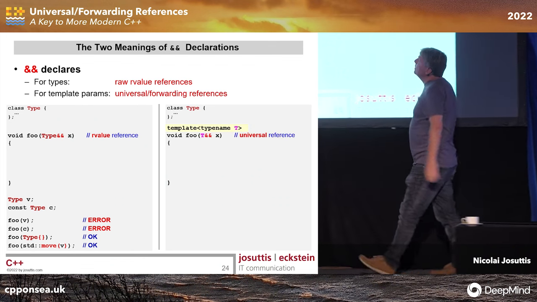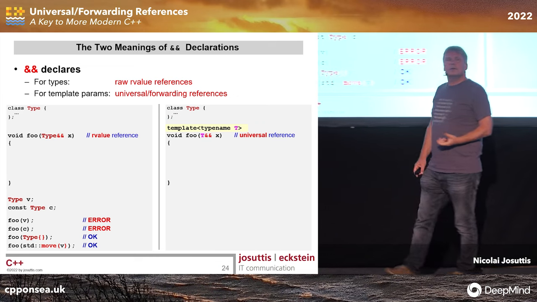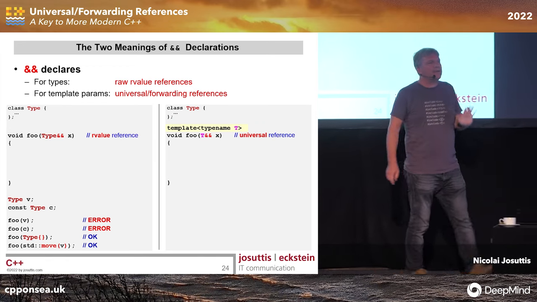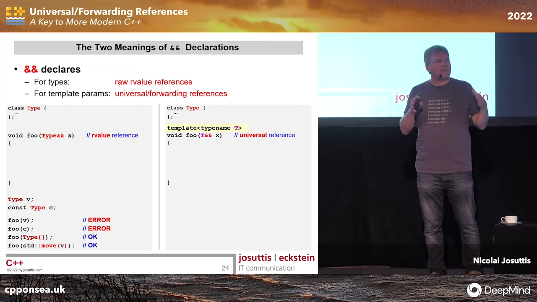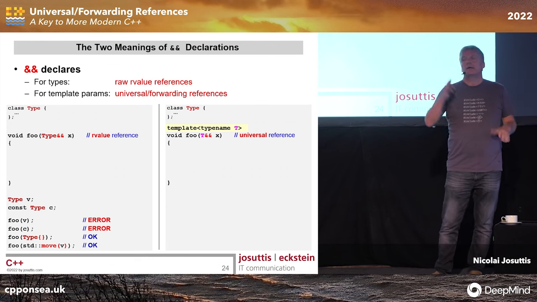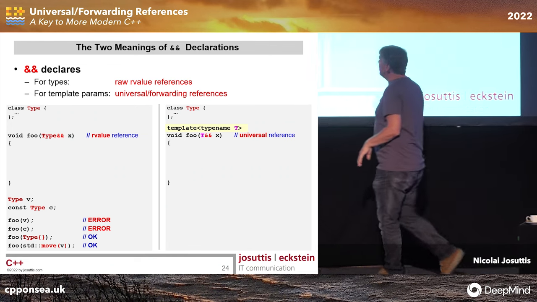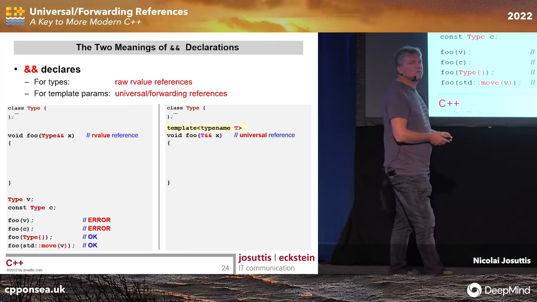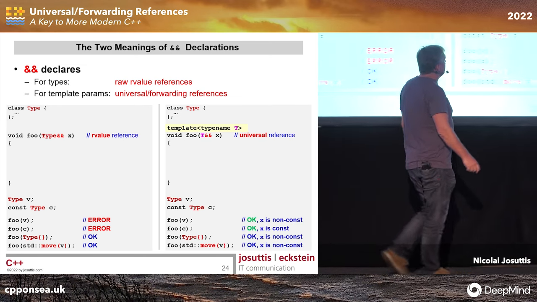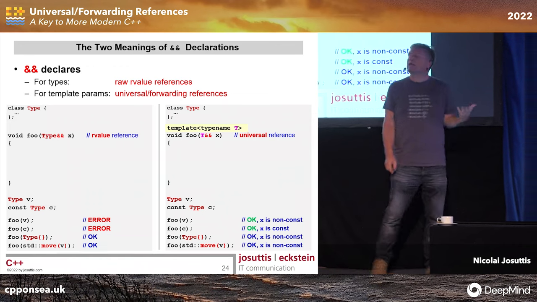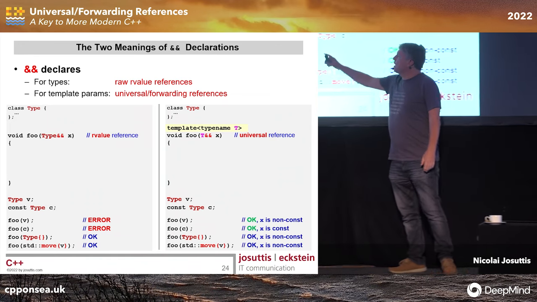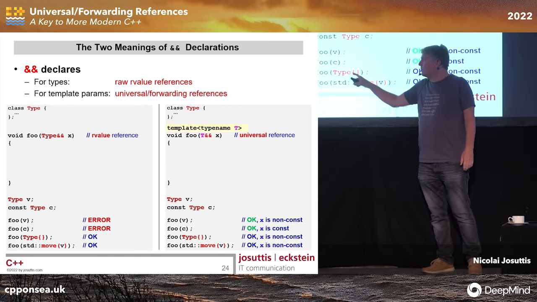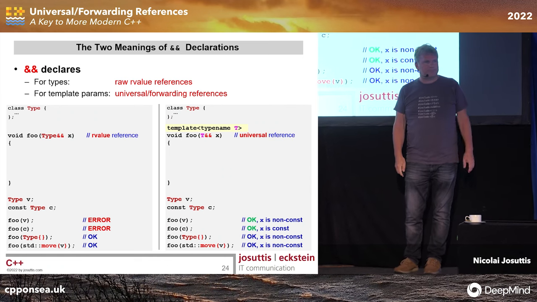So if you use a T, a template parameter T, with 2 ampersands, then this is no longer an R value reference. Well, formally it is. It is called in the standard an R value reference, but to a template parameter, we call that universal or forwarding references. I will take the term universal reference most of the time because it's the right term. And so you can pass universally everything. We can bind to everything. We can bind to a non-const L value, to a const L value, to a temporary object, so to a PR value, and to an X value.